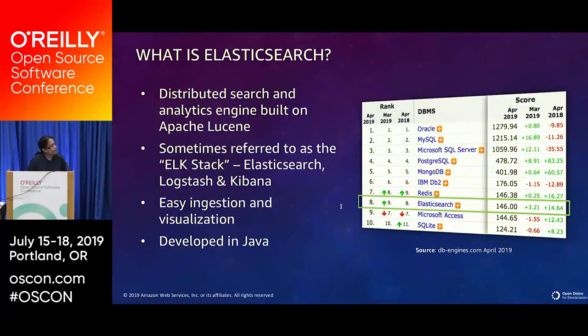So just a very quick touch upon what Elasticsearch is. As you know, it's a distributed search and analytics engine. It's built on Apache Lucene, so most of the core work of search is done by Lucene itself. In the Elasticsearch world, there is the ELK stack, which is composed of Elasticsearch, the core search engine, Logstash, which is the log analytics ingestion, and Kibana, which is the visualization tool that is used on top of Elasticsearch, right?